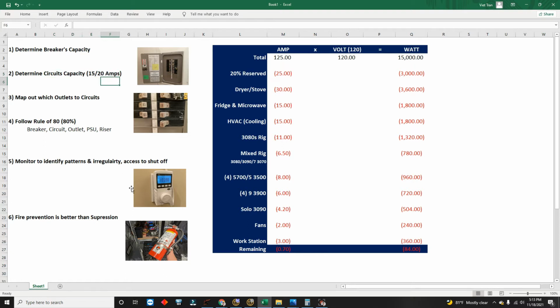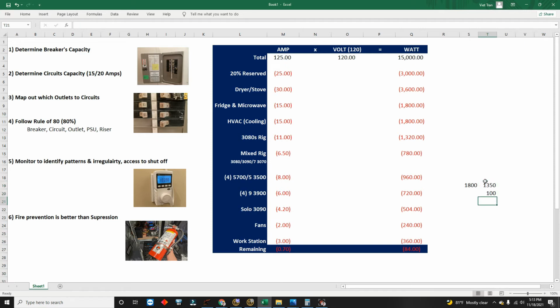Always use 80%. For instance, this last one, my 3080s, sits on a 15 amp circuit. So if you take 15 times 120, the maximum wattage is 1800, right? And I know that one's running at about 1350.